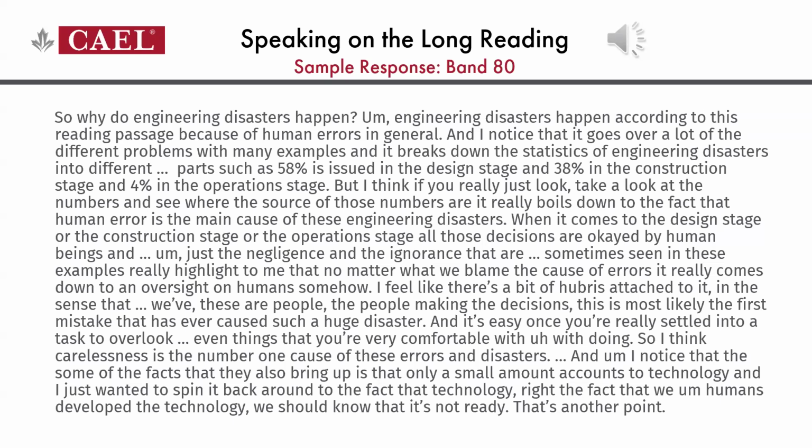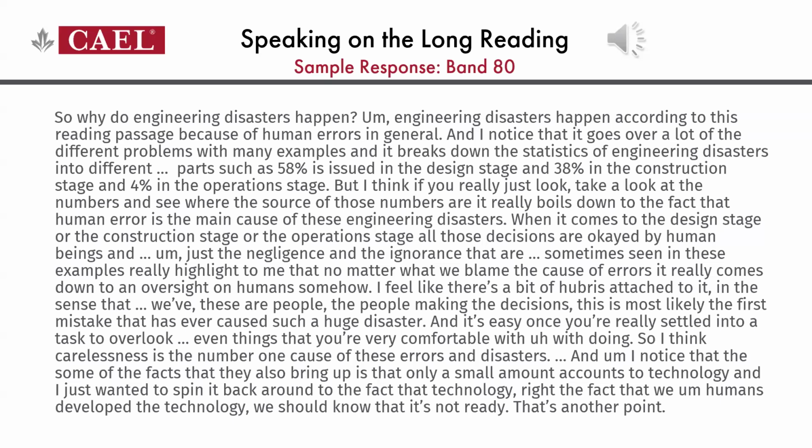So why do engineering disasters happen? Engineering disasters happen, according to this reading passage, because of human errors in general. And I noticed that it goes over a lot of the different problems with many examples, and it breaks down the statistics of engineering disasters into different parts, such as 58% is issued in the design stage and 38% in construction stage and 4% in the operation stage. But I think if you really just take a look at the numbers and see where the source of those numbers are, it really boils down to the fact that human error is the main cause of these engineering disasters.